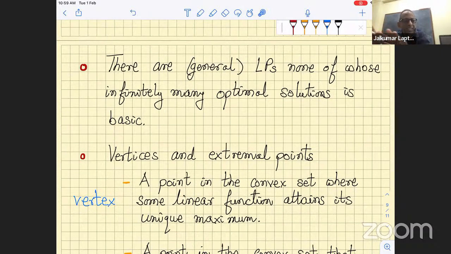But in equational form, if there is an optimum, then there will be a basic feasible optimum. Okay, and that somehow makes things pleasant when we try to do the simplex method, which we'll do on Friday.